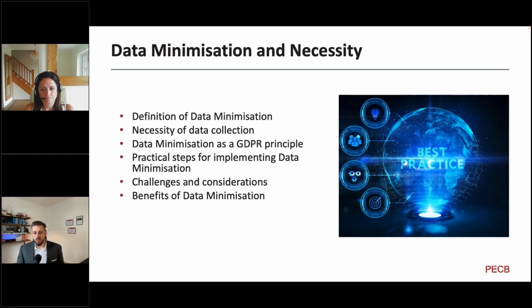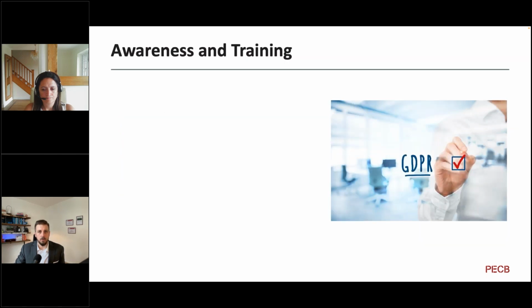And then you have to regularly review data to check if it's actually needed, and if it doesn't need to be deleted. And then there are also additional considerations with the data retention policies, which come into play there. So next, here we go.